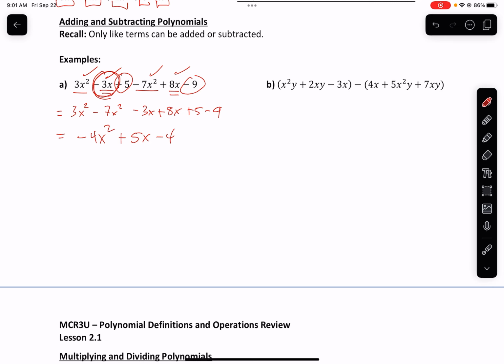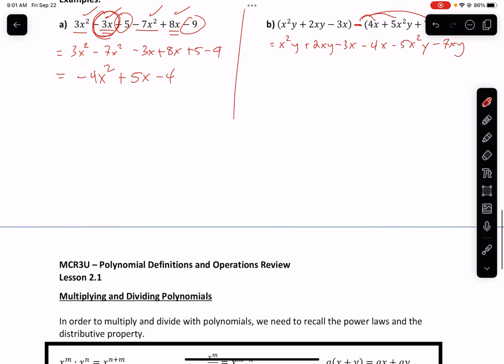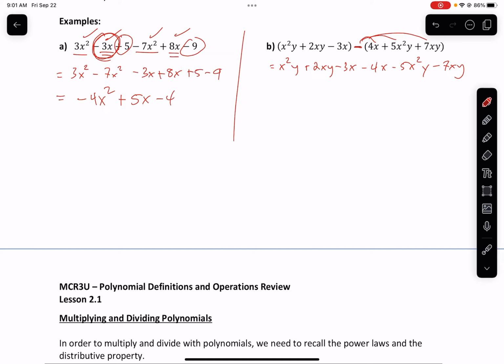Okay? What about this one? This is here for a reason. It's minus this whole piece. You need to distribute that negative in. Okay? Identify the stuff that are like terms.